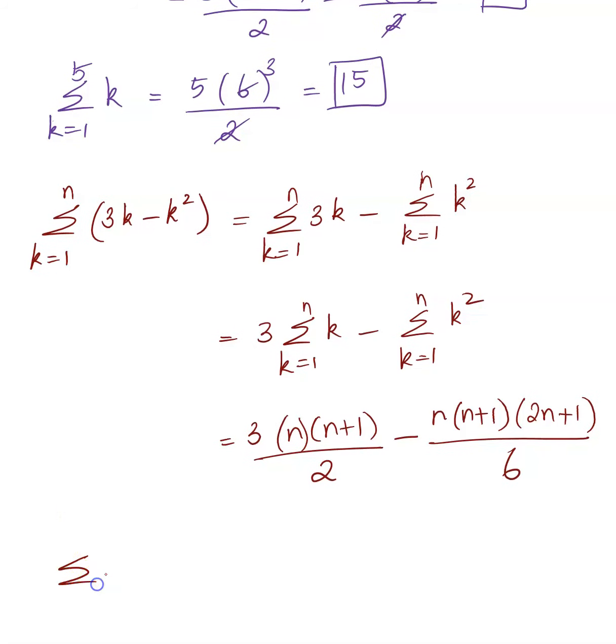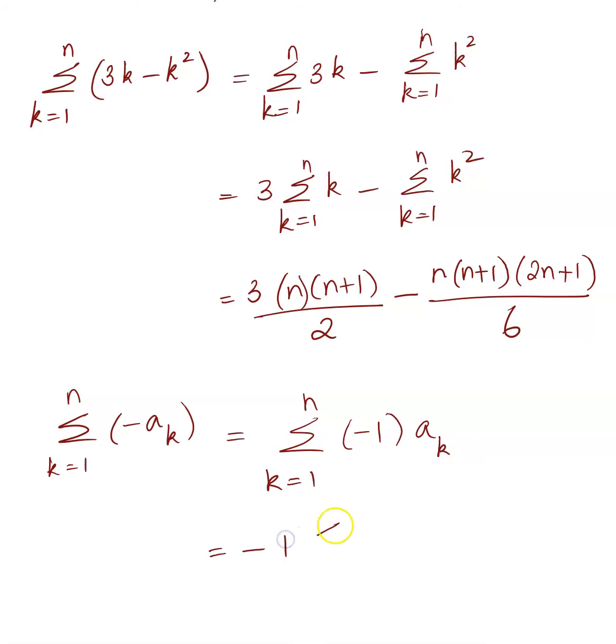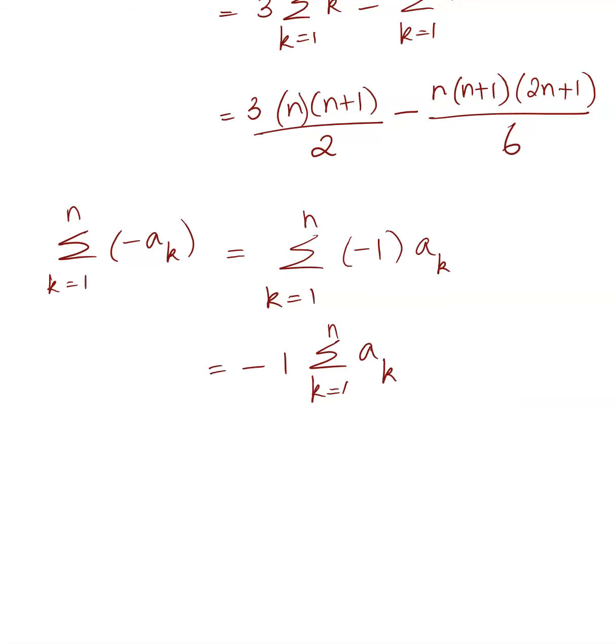Now if we were given summation, let's say k from 1 to n of negative ak, what we can do now is separate the negative as negative 1 times ak and treat that as a constant, and that can be brought out. Negative 1 summation k 1 to n ak, because remember, the constant multiple rule says if you have a term that does not contain k in it, then that is a constant and can be pulled out outside the summation, so we can focus only on adding the ones that involve k.